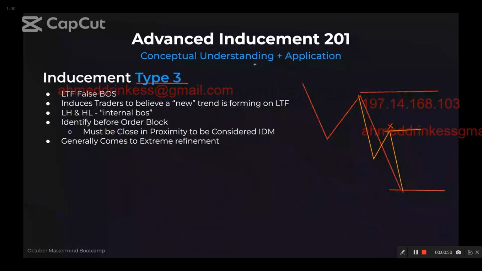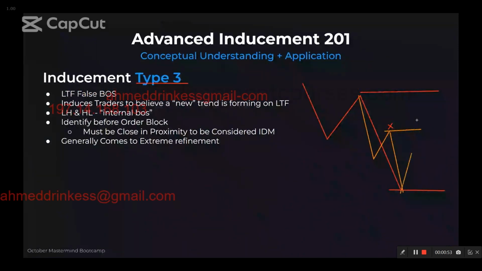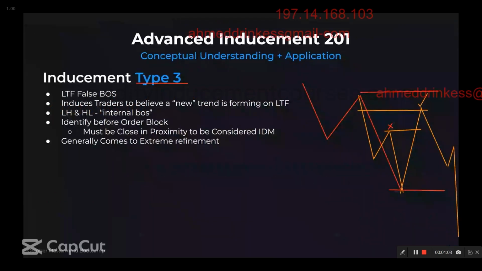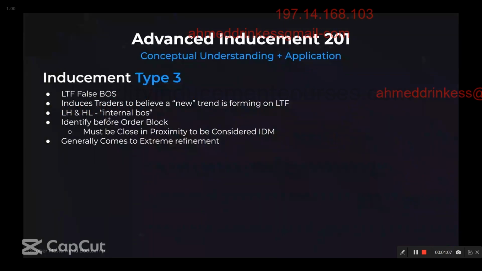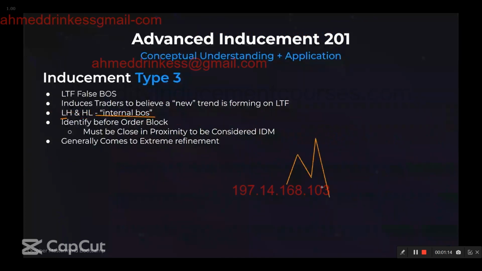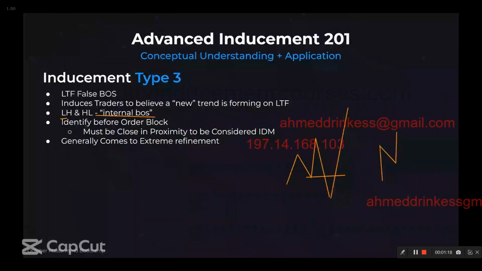So it's that false BOS that's going to trick everyone thinking, oh, now this is going to be a pullback on this leg, but then it's actually going to make the main mitigation and then fail all the way lower, right? Do traders believe a new trend is forming on the lower time frame? It is our lower high and higher low internal BOS. Internal BOS to go higher. Not that, then the inverse.